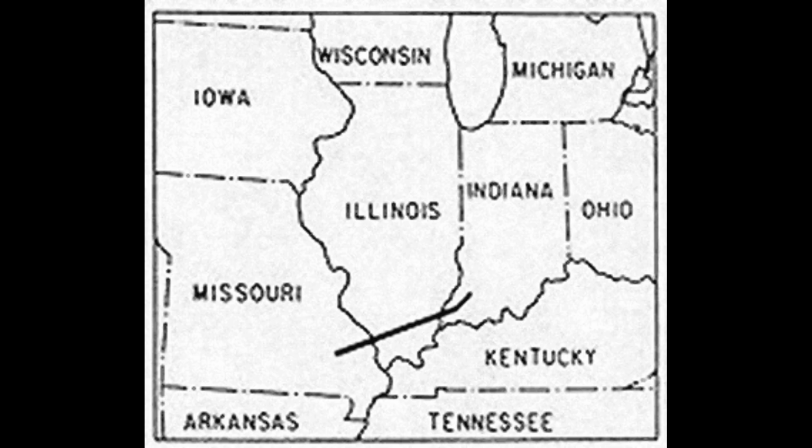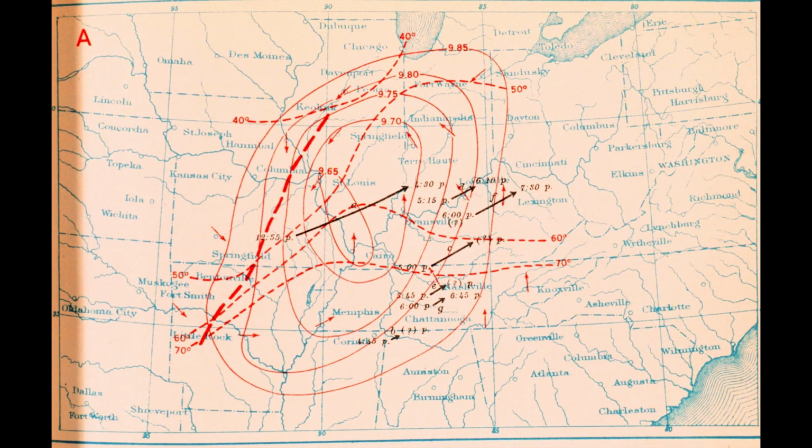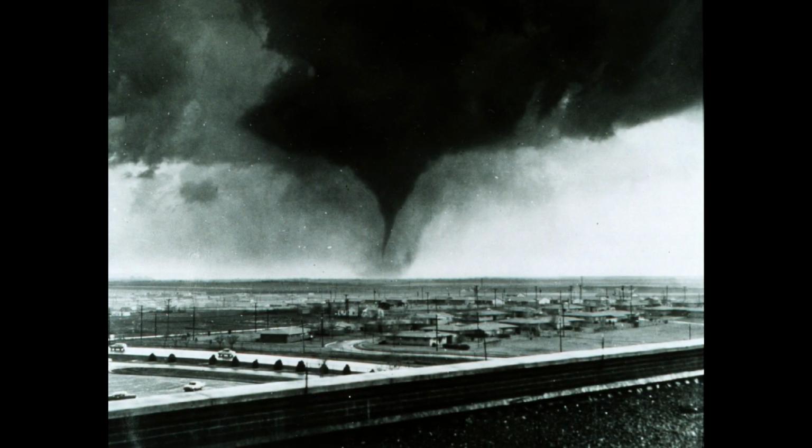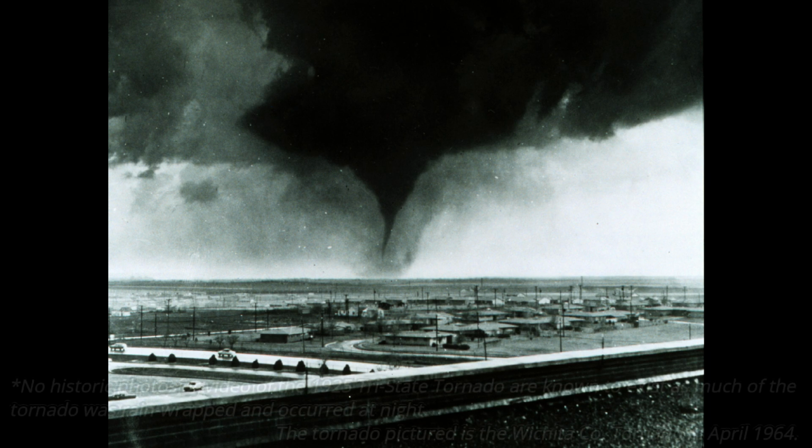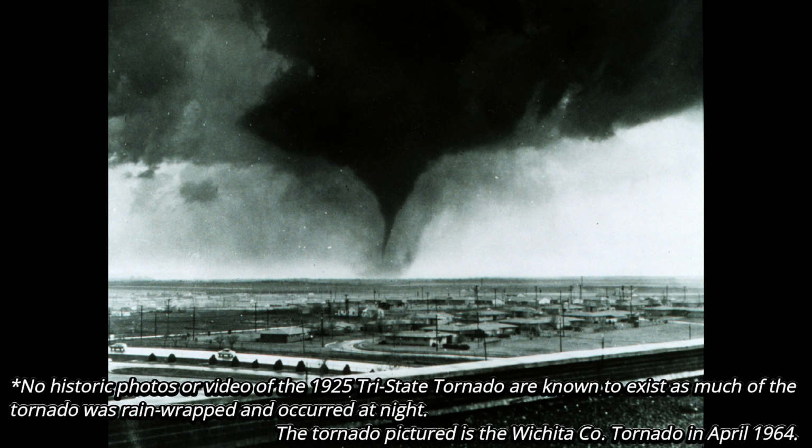March the 18th, 1925 began like any other day in the central United States. However, atmospheric conditions were aligning to produce a catastrophic weather event. A low pressure system moving eastward collided with warm, moist air from the Gulf of Mexico, creating an environment ripe for severe thunderstorms. Around 12:40 p.m. Central Standard Time, a small condensation funnel was observed in Shannon County, Missouri. This initial sighting marked the birth of what would become the Great Tri-State Tornado.